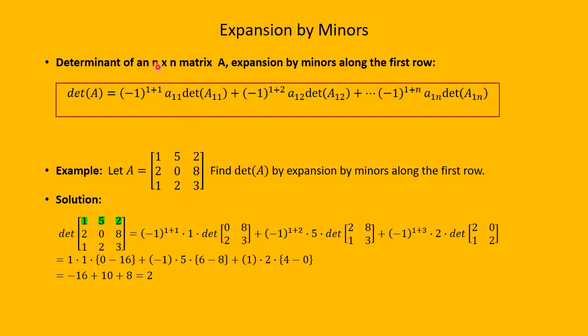If we want to write down a formula for that determinant by expansion by minors along the first row, this is what it looks like. It uses the 1,1 term, the 1,2 term, all the way through the a sub 1 sub n term, if you're looking at a matrix A which is n by n.